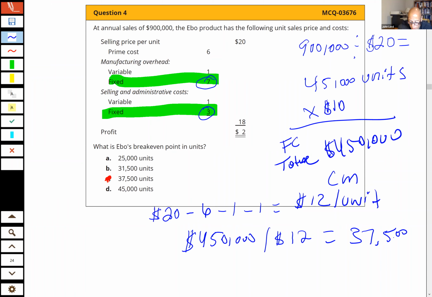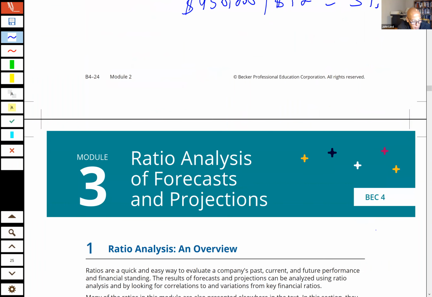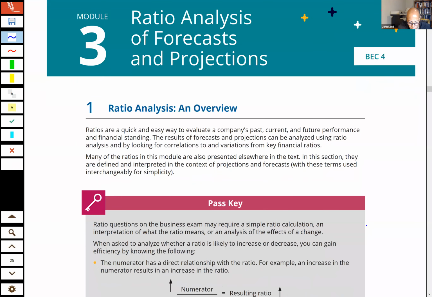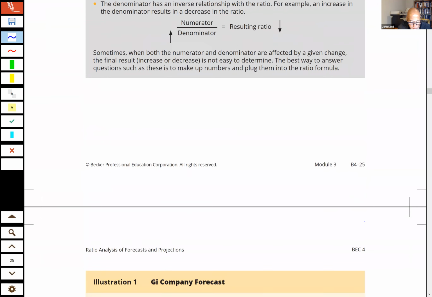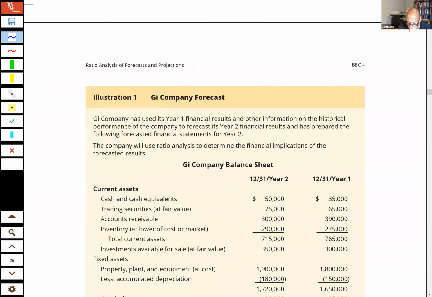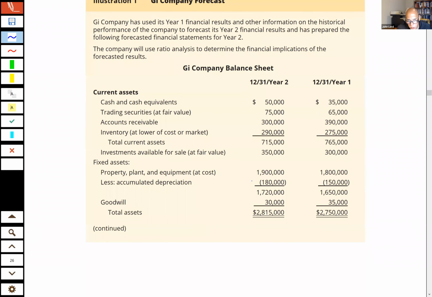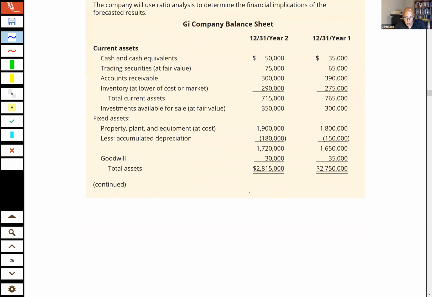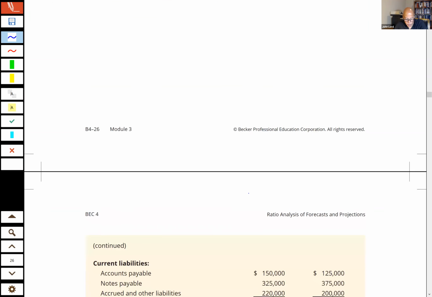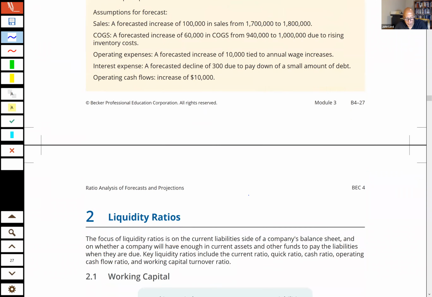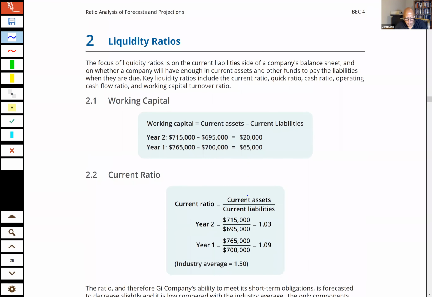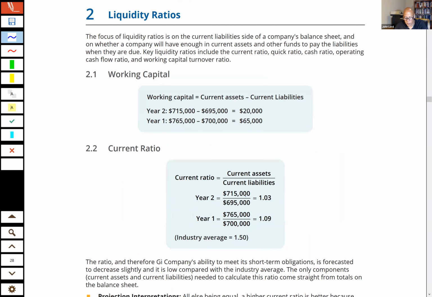Good. Module 3, I'm going to ask you to do on your own. Again, it is ratio analysis. There are several ratios that you're going to have to make sure you have memorized, and you also need to understand the implications of what these different ratios mean. But I don't see a whole lot of advantage in us going through and just plugging numbers into a formula and coming up with these ratios. You can do that on your own.